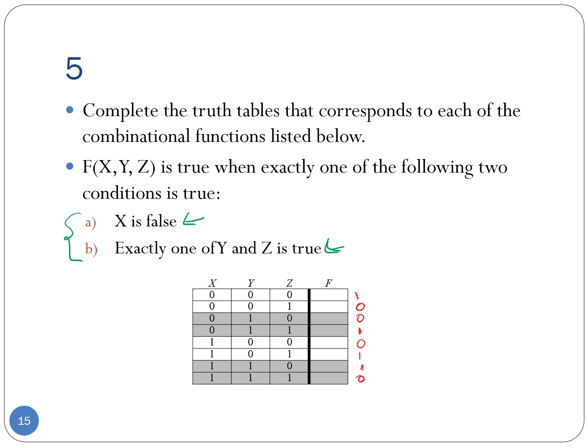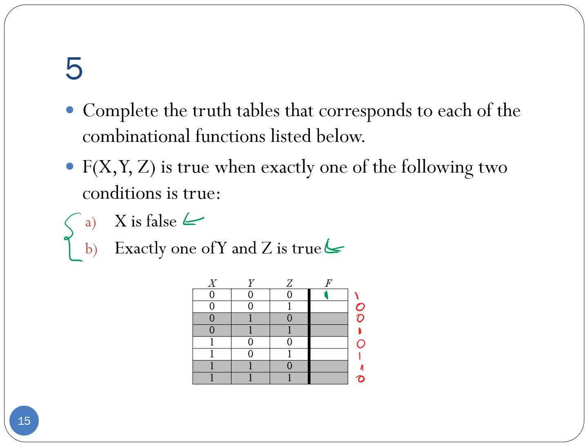So the first row is 0 0 0. So x is false, and so the first condition is true, but both y and z are false. So the second condition is not true, and therefore exactly one of these two conditions is true. Therefore the output should be 1.